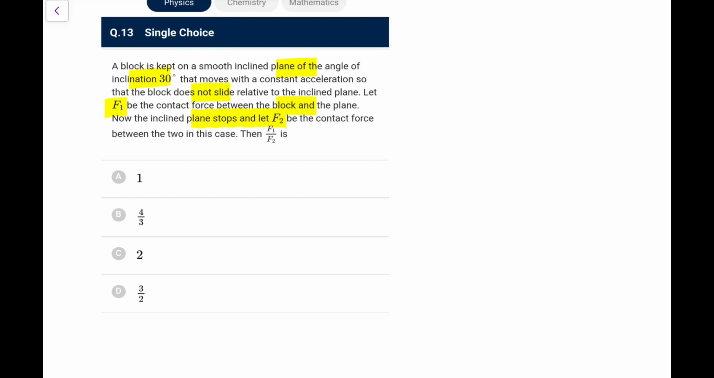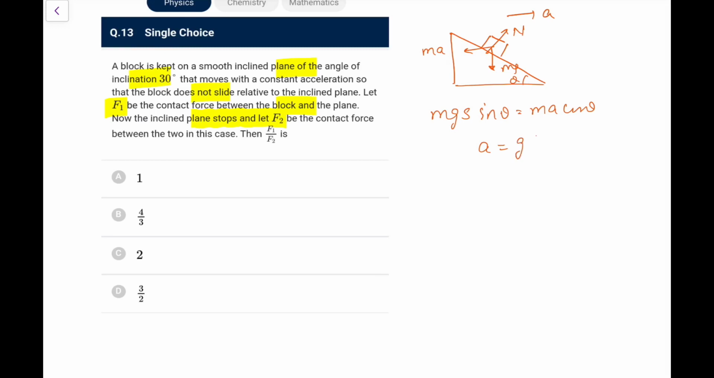So in the first case, when it is not sliding with respect to the incline, let's assume it must be going with an acceleration a like this. So that would be the pseudo force ma in the frame of the incline, then mg, and then N. We can directly write mg sin theta must be equal to ma cos theta. That is the question you must have done. So acceleration is g tan theta.